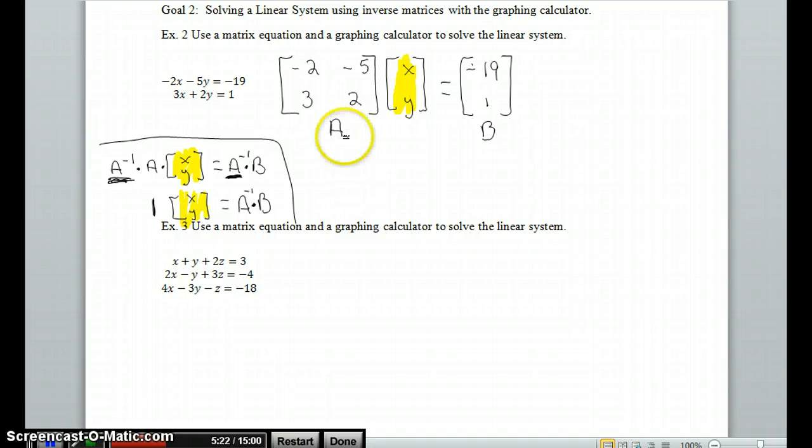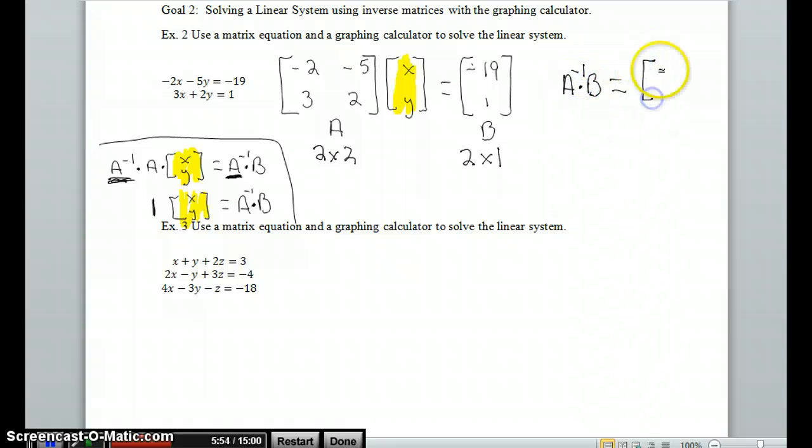We'll put this matrix in our calculator as a 2 by 2. If you remember, it's always row by column, so there are 2 rows and 2 columns. This matrix over here is a 2 by 1. In our calculator, we're just going to type in A inverse B on our home screen, and when we multiply those two together, that will give us our answer matrix x, y.